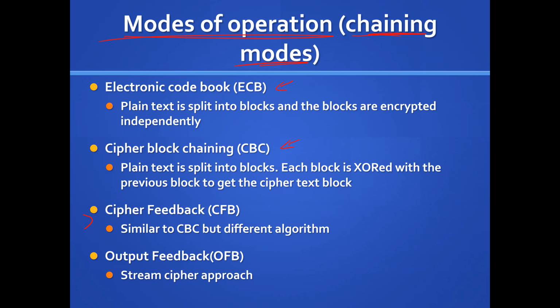So electronic code book, basically, just to give you a definition so that you have it: the plain text is split into blocks, and the blocks are encrypted independently. That has been the key word, right? We talked about that. The CBC is called the cipher block chaining, okay? Where plain text is split into blocks, and then each block is XORed. I just introduced that.